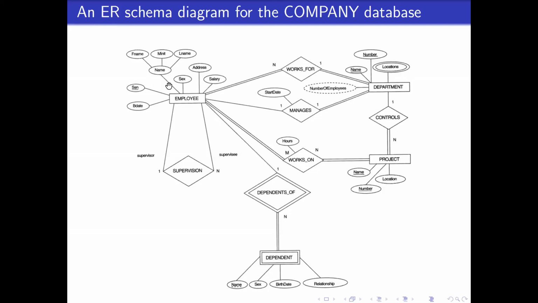If you look at the representation, I will come to this point later on. You have a double rectangle here, double lines, because this is a partial key. The partial key, by combining with the key attribute, connects to what we call the identifying relationship with the employee. So you have to combine both social security number and name together to generate a unique key for dependent.